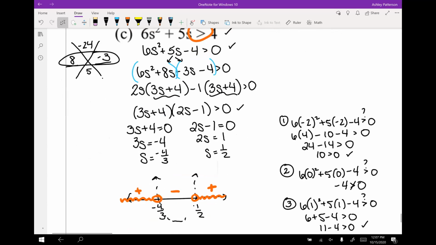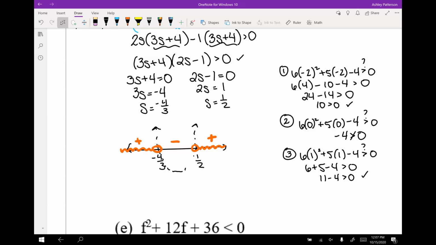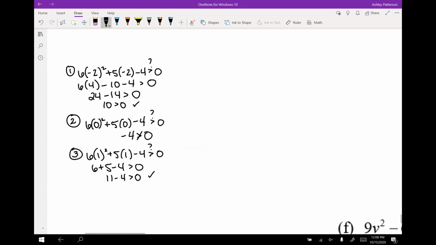But for this particular example, I cannot find a value for x, a solution that is less than negative 4/3 and greater than 1/2. It just doesn't make sense. So we say that x is less than negative 4/3 or x is greater than 1/2. Those solutions cannot coexist because there isn't a number that is less than negative 4/3 and greater than 1/2. Please be careful with that distinction, you guys. All right, here we go.